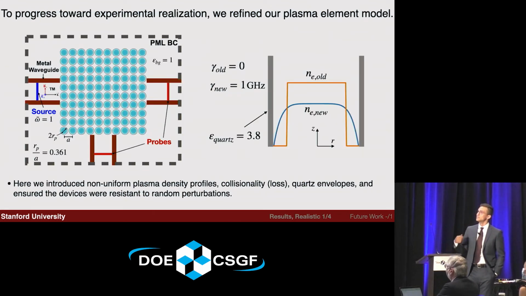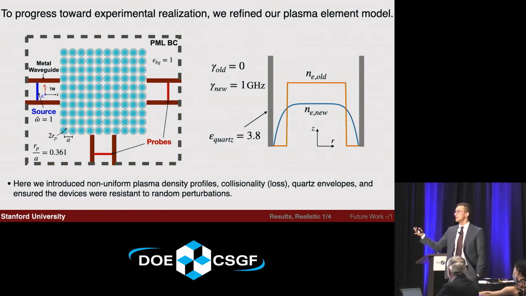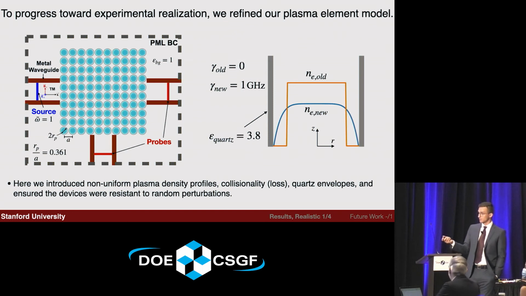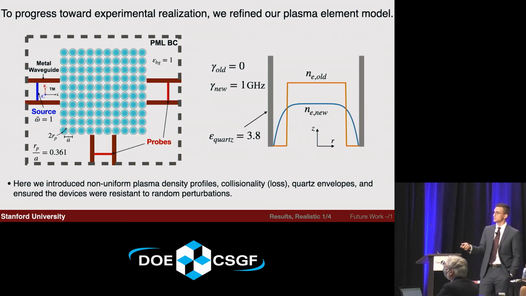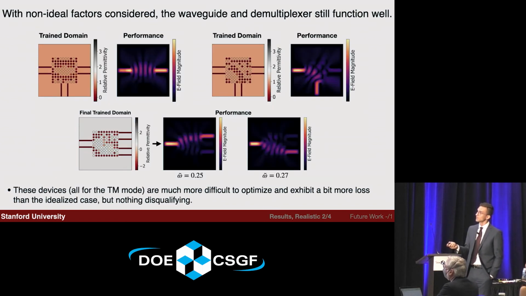And to progress toward experimental realization, we refined our plasma element model. So we saw those results, those were with the idealized model, and we thought, okay, let's see if we can actually build one of these devices. So we introduced non-uniform plasma density profiles and collisionality. So now we have a collision term in our permittivity, as well as quartz envelopes, and we also ensured the devices were resistant to random perturbations.